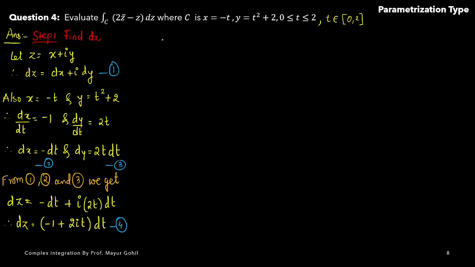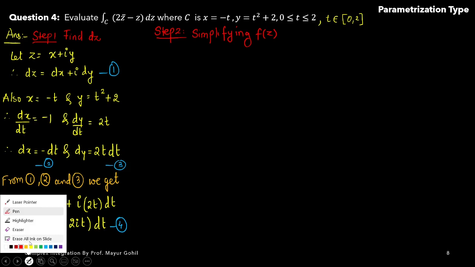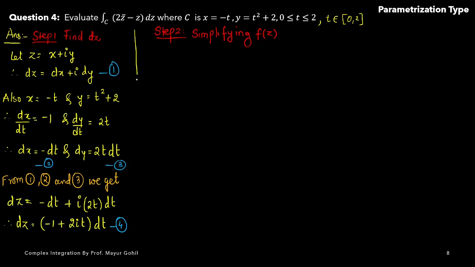Step number 2 is now understanding or simplifying the function. Find f of z. F of z is given to us as 2z bar minus z. So z is x plus iy, so this is 2 times the conjugate of x plus iy, minus x plus iy.